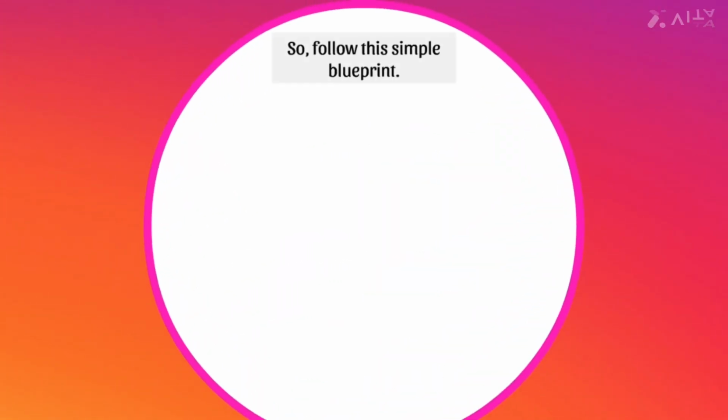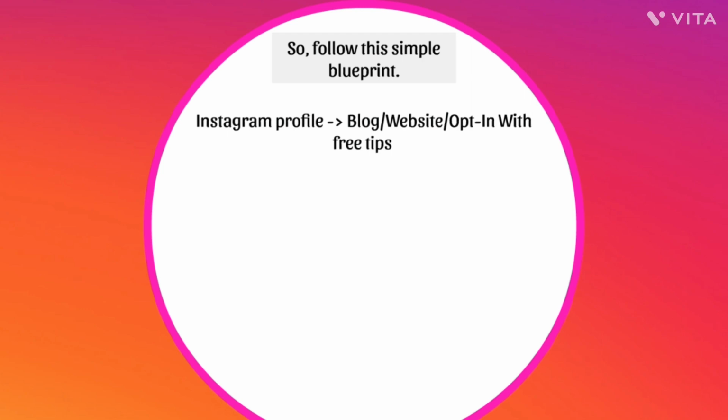So here's a basic blueprint that you can follow. From the Instagram profile, I recommend that you direct them to either a blog, your website, or an opt-in with free tips. So you're still trying to build their trust. They're still semi-cold traffic. If you send them to a blog with more content, more free information, then that's going to gain their trust. They're more likely to want more, right? Or if you're a brand, you can send them directly to your website and they can buy the products.